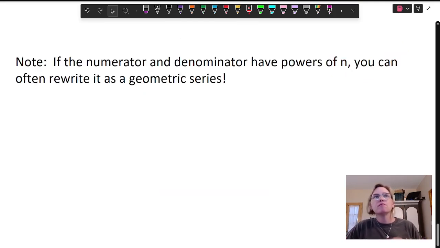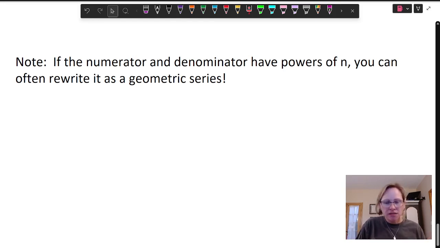So this is just your reminder to be on the lookout for numerators and denominators that have powers of n, and just kind of looking for those ways to be creative with your algebra and rewriting the expression so that you can tell what r is and then find that value of a to be able to determine, does the sum exist, and if so, what is it?